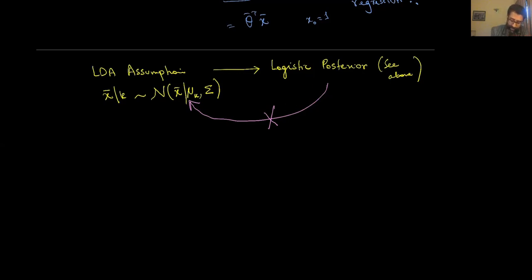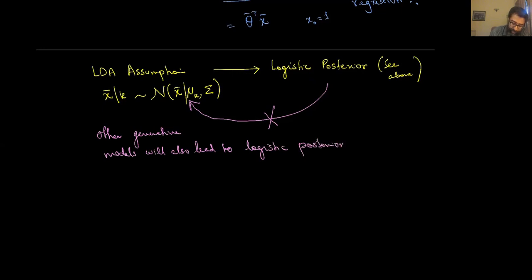So other generative models will also lead to a logistic posterior. And one of those is Poisson. I'll ask this in the homework too. So Poisson also leads to this. LDA can lead to it, Poisson can lead to it, and there could be other generative models which will yield the same logistic posterior, right?